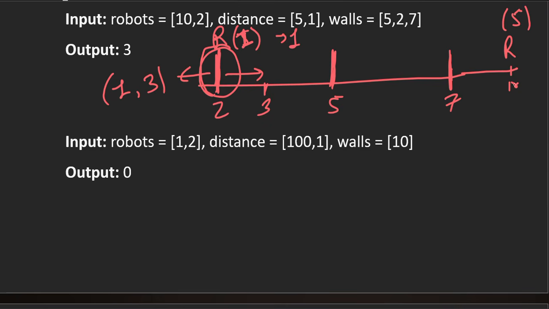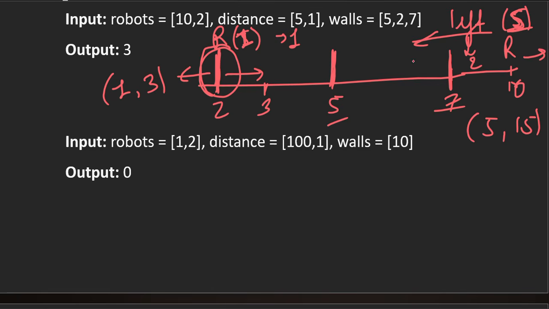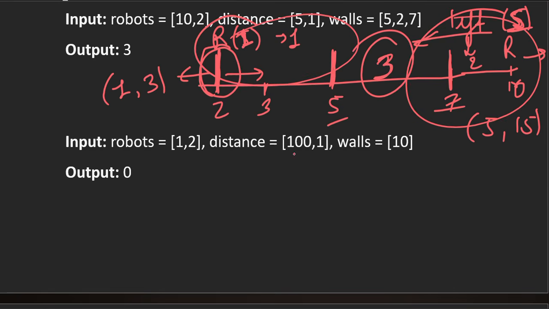Let's see the next robot. It is at 10, so with a distance of 5 it can kill from 5 to 15. If it shoots left, it will kill two walls, that is 5 and 7. If it shoots right, there is no wall. So the total number of walls that both robots can destroy: this one can destroy one wall, this one can destroy two walls, so a total of three walls. The answer is 3.